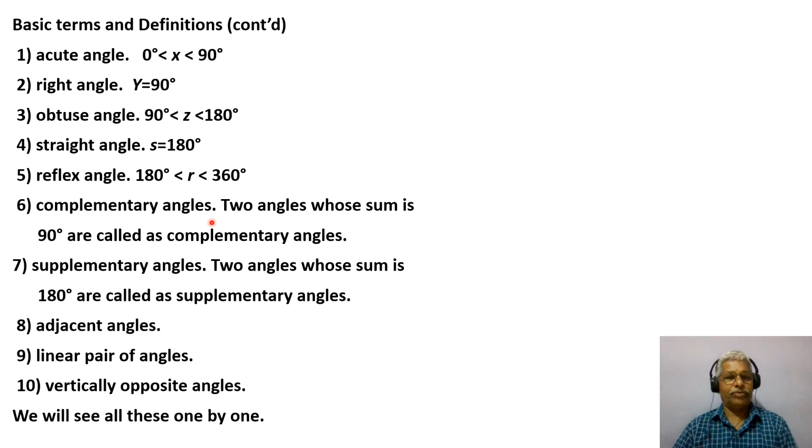Complementary angles. Two angles whose sum is 90 degrees are called complementary angles. Okay, 90 degrees, remember. Supplementary angles. Two angles whose sum is 180 degrees are called supplementary angles. So don't get confused in these two. Complementary 90, supplementary 180. And three definitions: 8 adjacent angles, 9 linear pair of angles, and 10 vertically opposite angles. Okay, so we will see all these one by one.